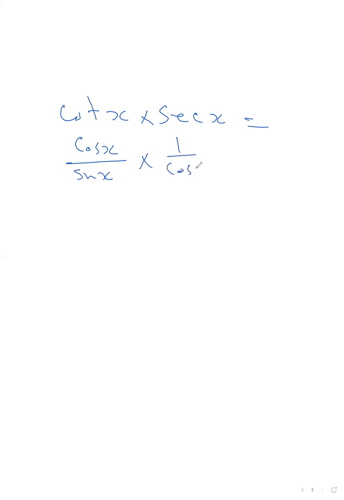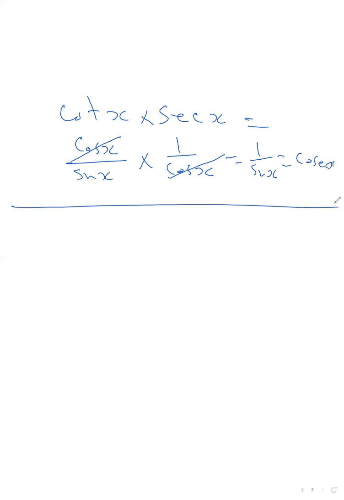About the trigonometric identities, if you have an example like this one, cotan x times sec x, how can you solve it? Simplify or find out or choose the correct answer from the multiple choices. You will write the value of cotan, which is cosine x over sine x, times sec x, which is 1 over cosine x. And you will cancel cosine with cosine to find 1 over sine x, which is cosec x.